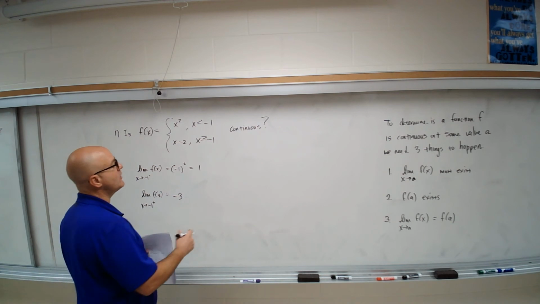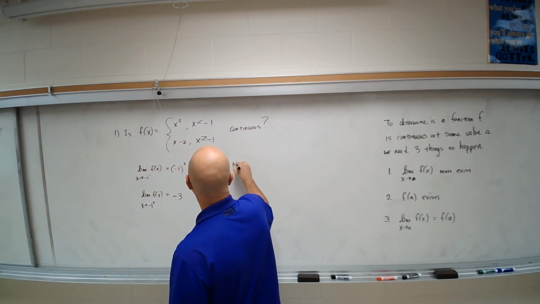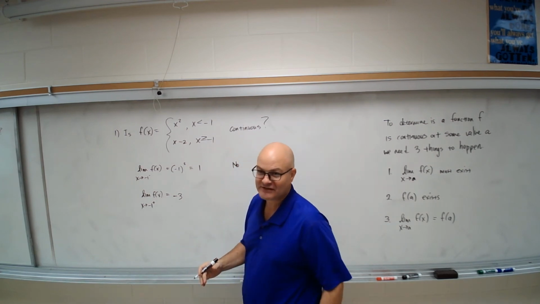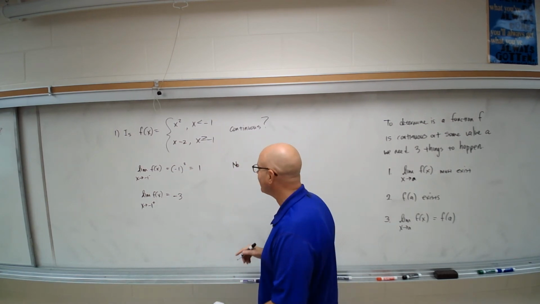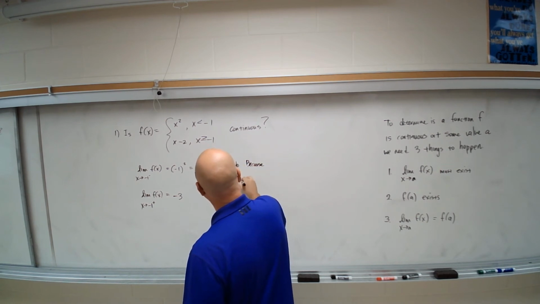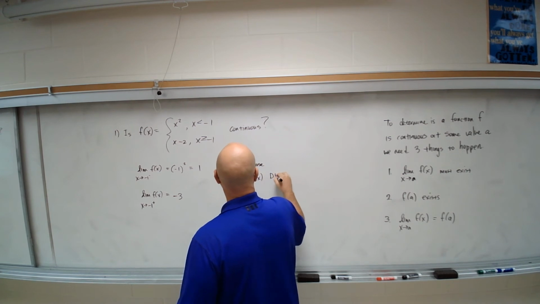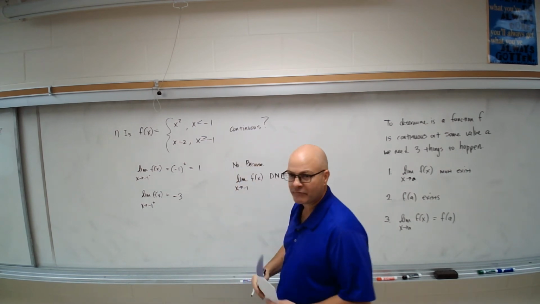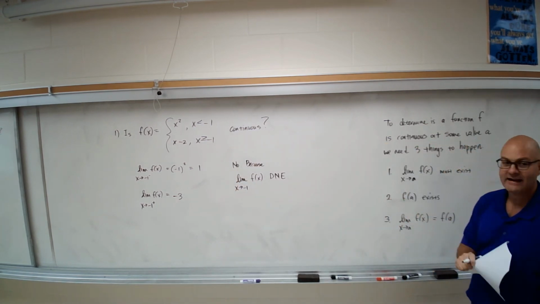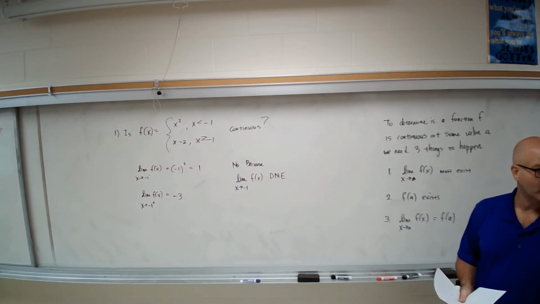No. So what we would say here, if we were asked, is it continuous? We would say no. I mean, if it just asked, but we should probably say why. And that's because the limit as x approaches -1 of f of x does not exist. Right? Our first rule was that we had to have a limit. We don't have a limit, therefore it doesn't work.